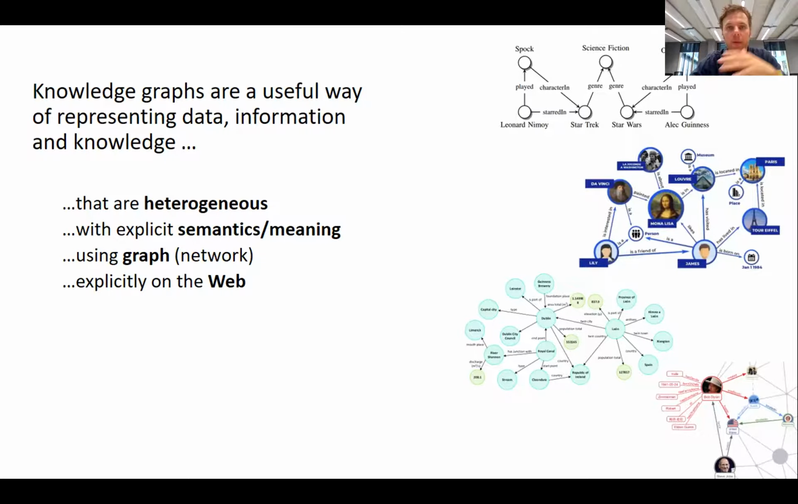And we have knowledge graphs about basically everything, right? About movies, about music, about geographical information, etc.